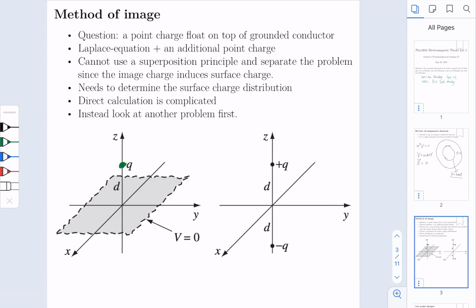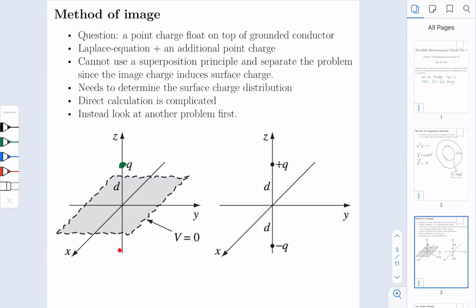So instead, what we can do here is forget about this conductor for a moment, and take a look at a completely different problem, the problem on the right hand side. Here we look at a simple problem of two point charges. One is the original one sitting at a distance d above the origin. Another is an image charge sitting in the opposite direction at negative d, with charge negative q.